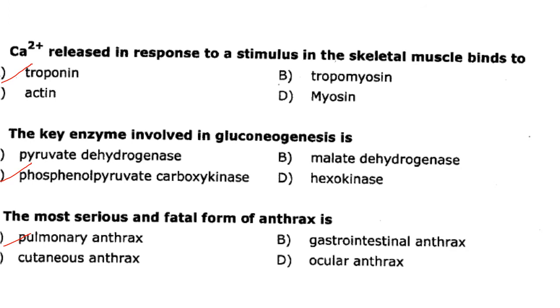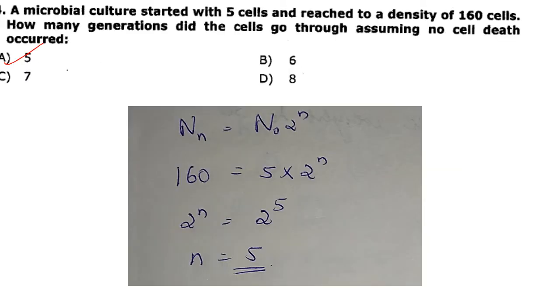Ca2 plus released in response to a stimulus in the skeletal muscle binds to. So Ca2 plus will bind to troponin. Answer is option A. The key enzyme involved in gluconeogenesis is phosphoenolpyruvate carboxykinase. Answer is option C. The most serious and fatal form of anthrax is pulmonary anthrax. Answer is option A.